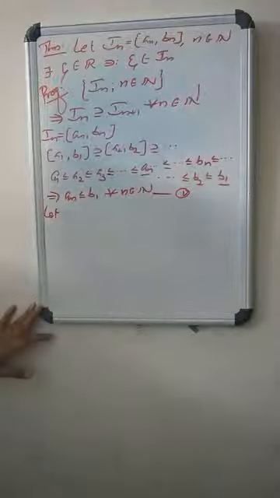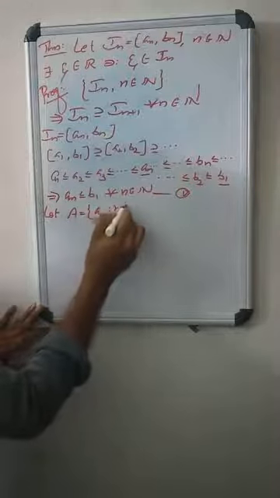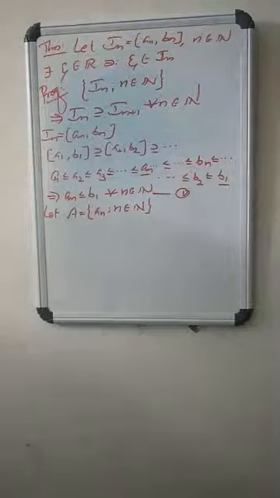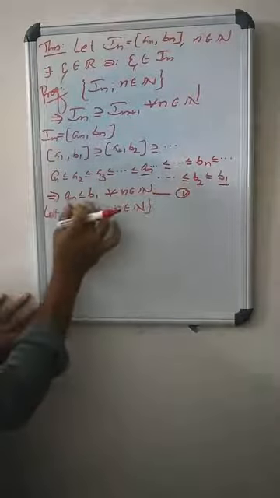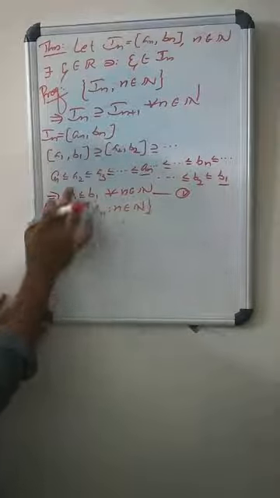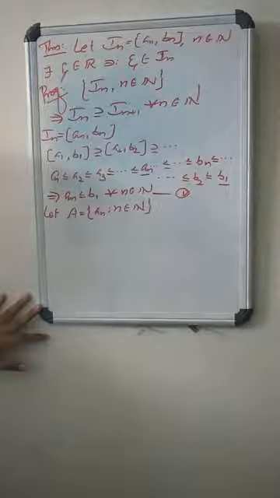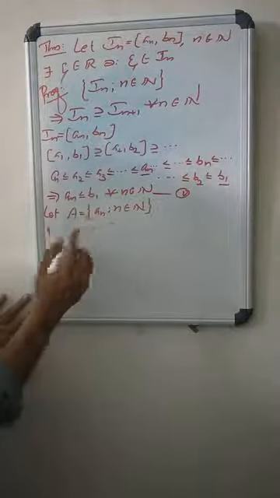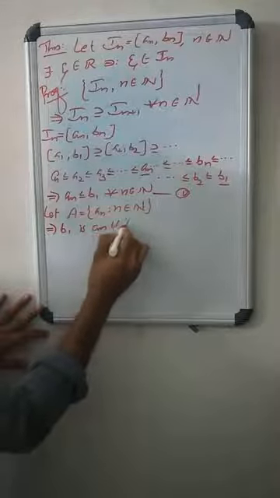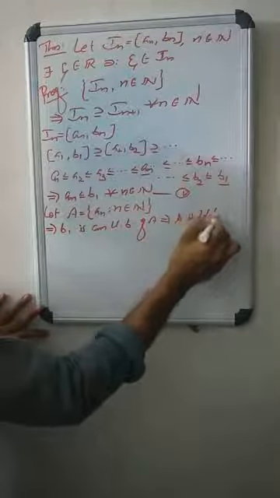Now define a set. Let A equal the set of all an where n is a natural number. So an ≤ b1 for all n in N, and A is the set of all an. From these arguments we can say that b1 is an upper bound of A. Agree? b1 is an upper bound of A means A is bounded above.